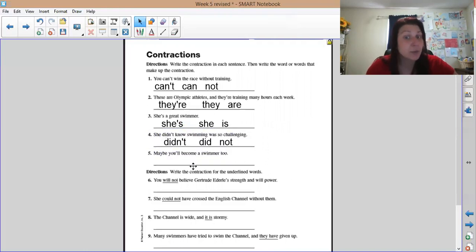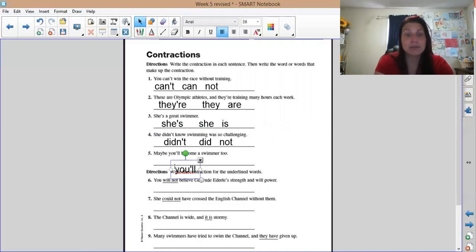Maybe you'll become a swimmer too. Only if I could grow a tail and fins, be a mermaid. Maybe. What's our contraction? You'll. You are correct. You and will. You and will. All right.